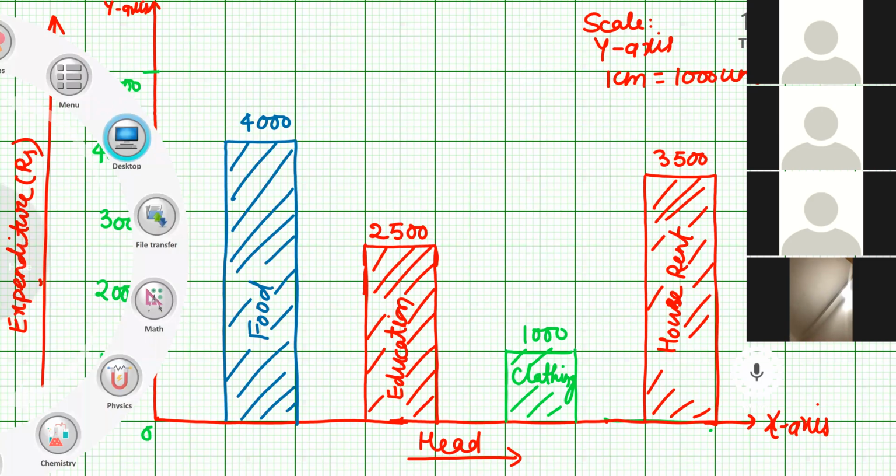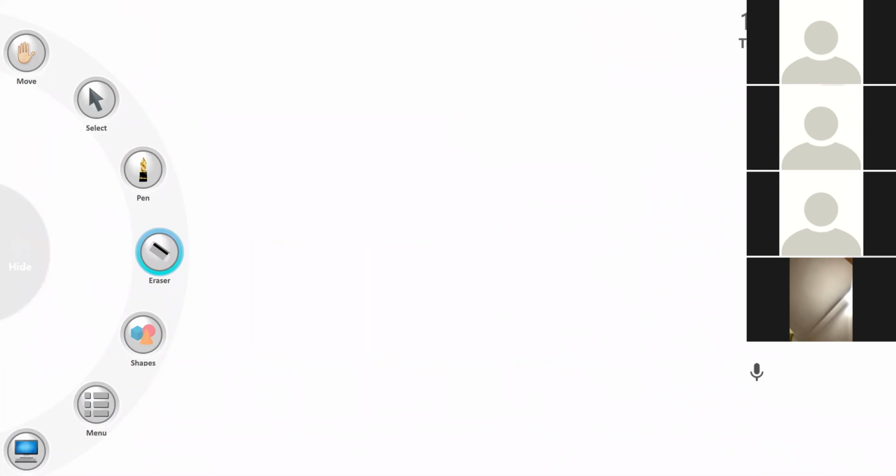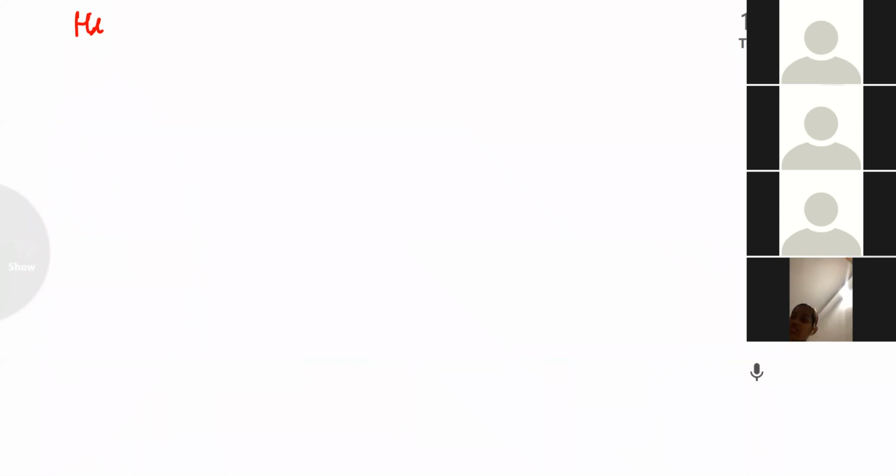Yes, histogram. Histogram, write down in the class notebook. Keep the heading histogram.